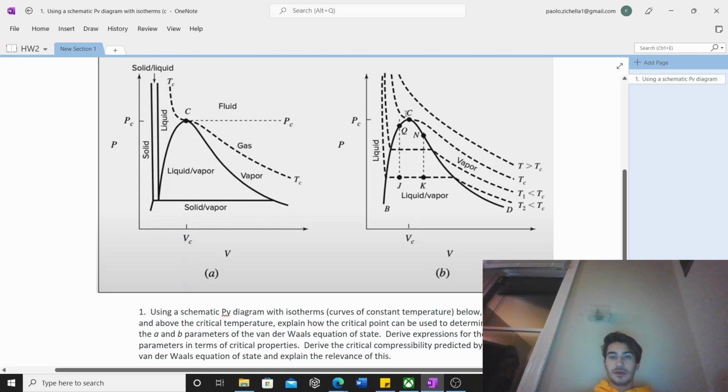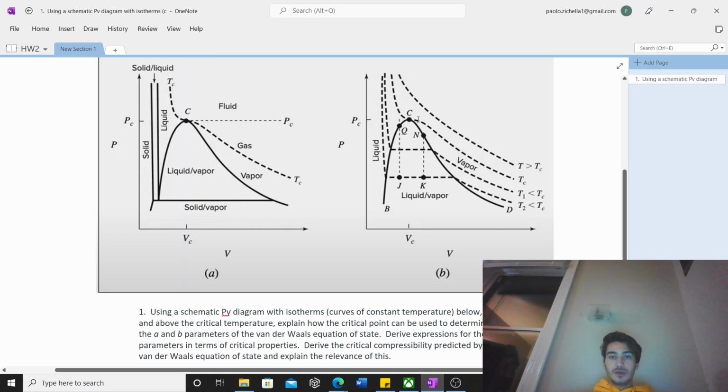Up here we have a point C, which is our critical point. At this critical point we have a specific isotherm, for a specific temperature, which goes with a specific pressure and volume. We also have three other isotherms: one for when the temperature is greater than the critical temperature, and two for when it is lower.